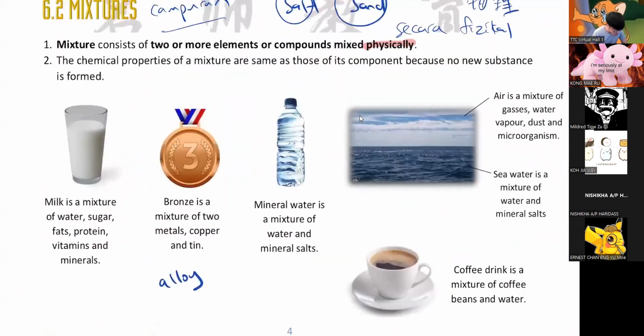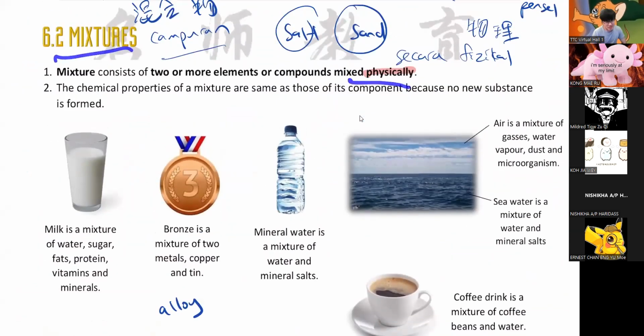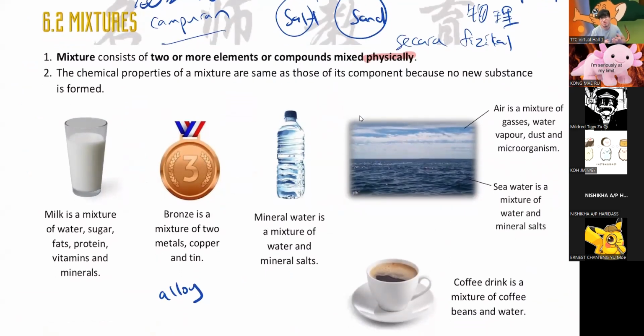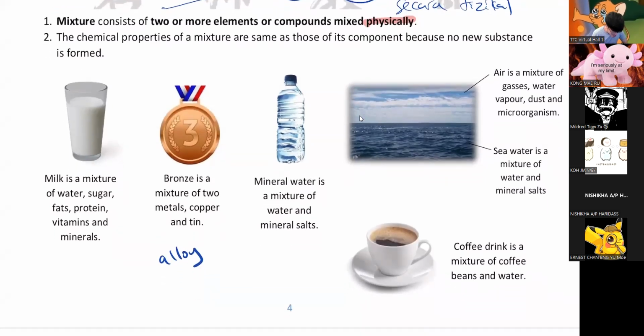Okay, anyway, so for mixture, since they are mixed physically, they can also be separated physically. So mixture, very easy to mix, also very easy to separate. If you couple with someone very easily, it's also very easy to break up. Okay, that's a shitty analogy. You understand, okay? So that's your mixture.